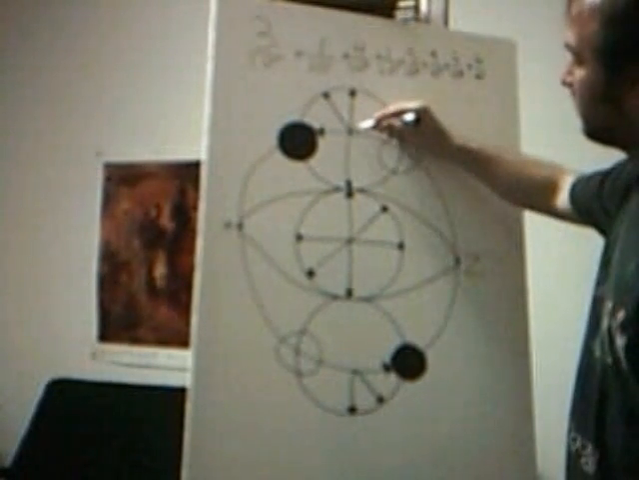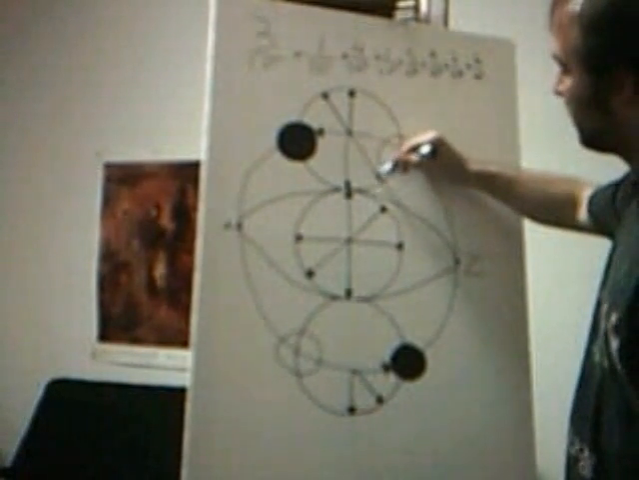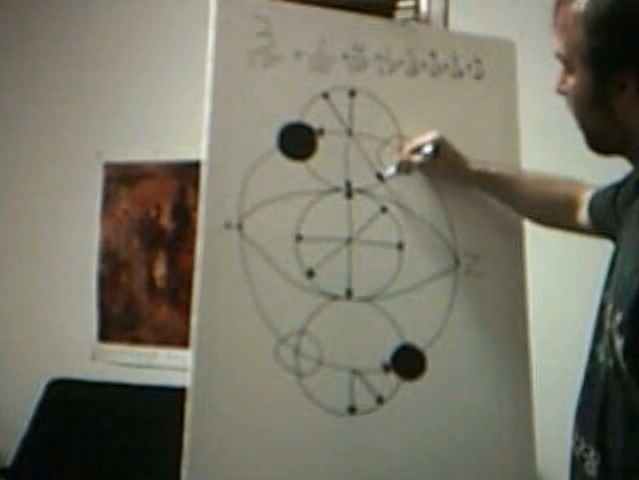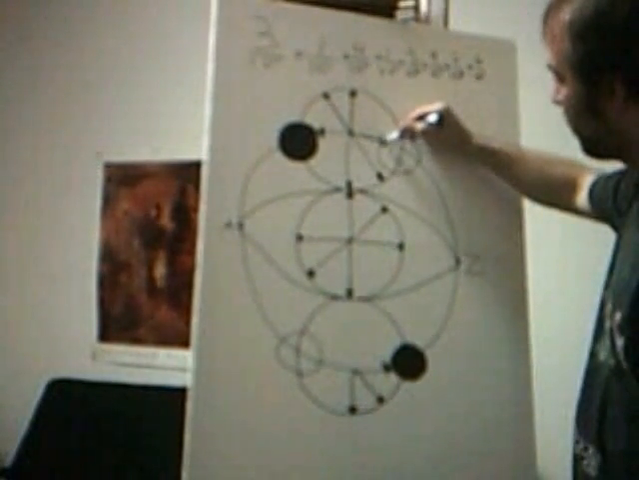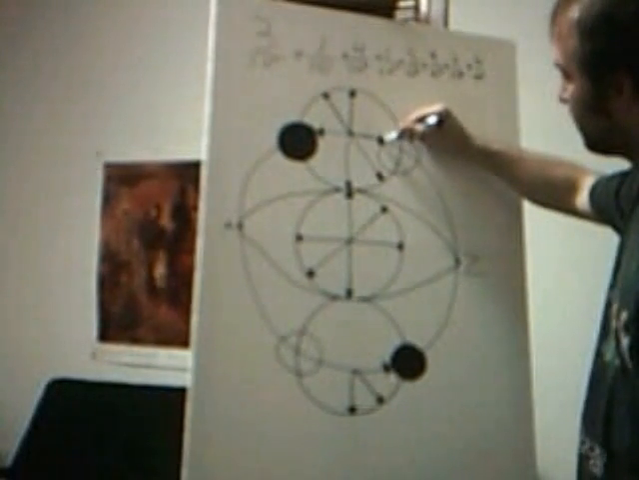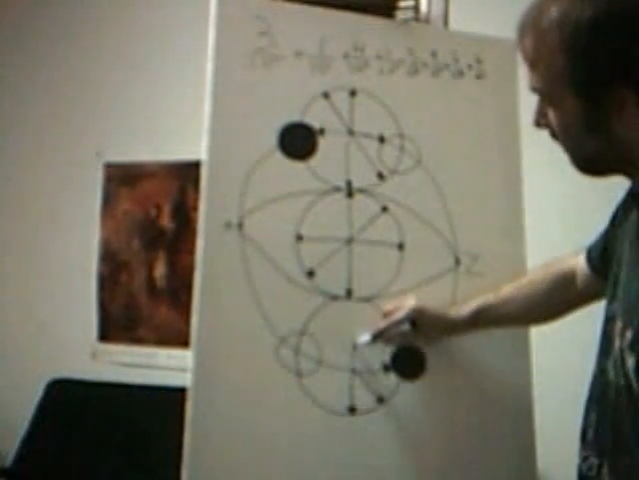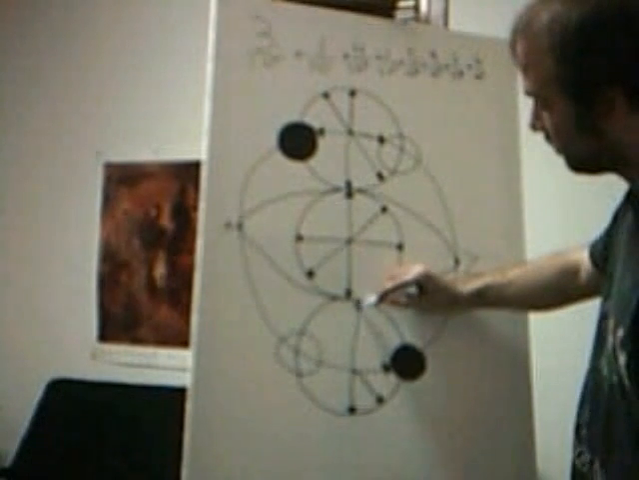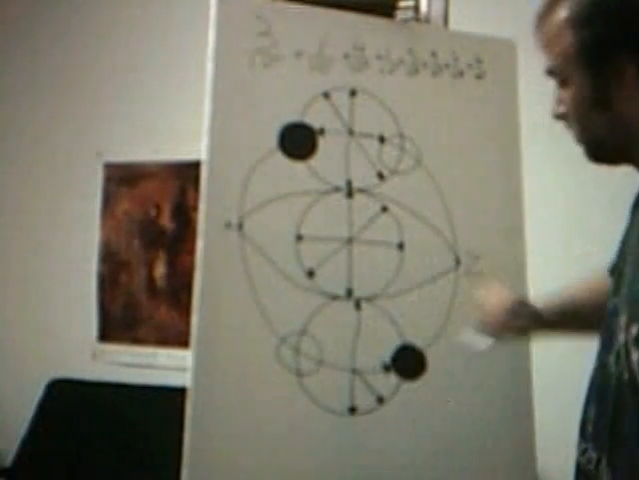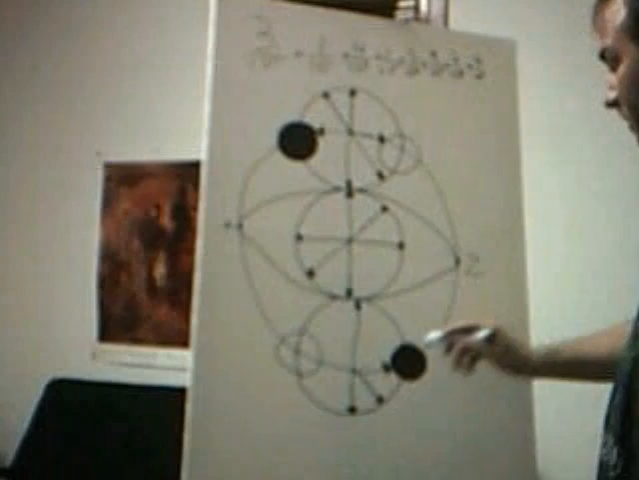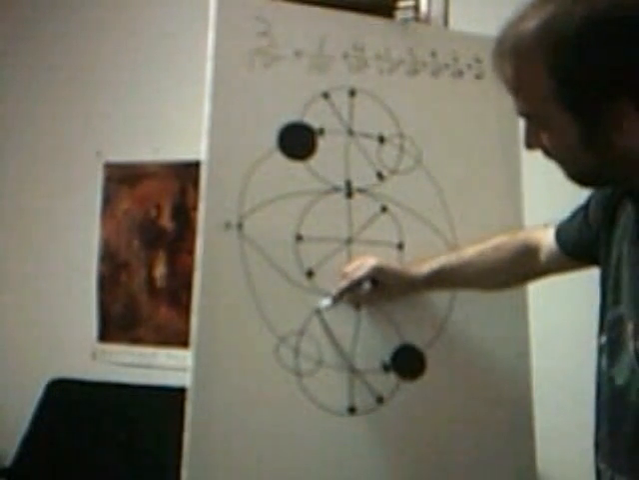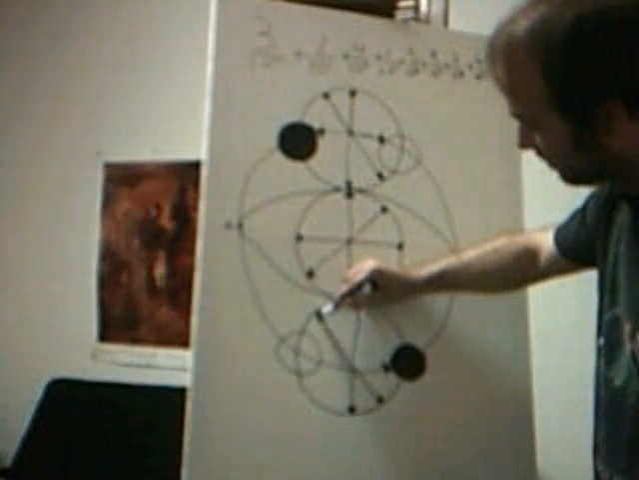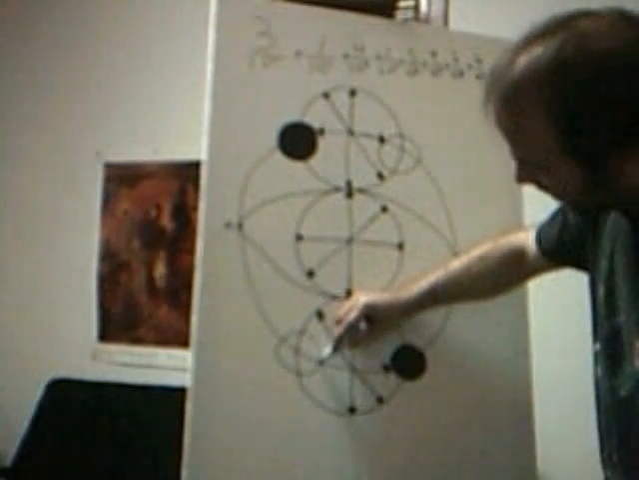1, 2, 3, 4. Uh-oh. It's a little off balance, but that's okay. 5 and 6.